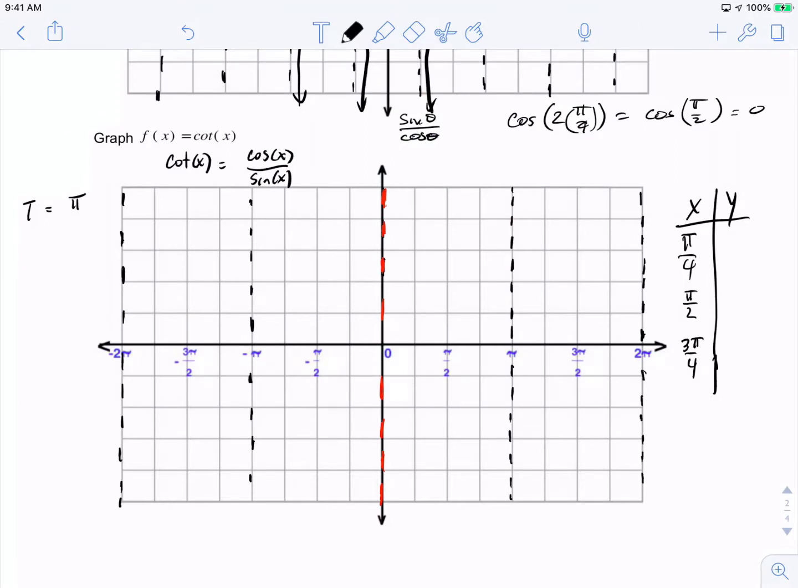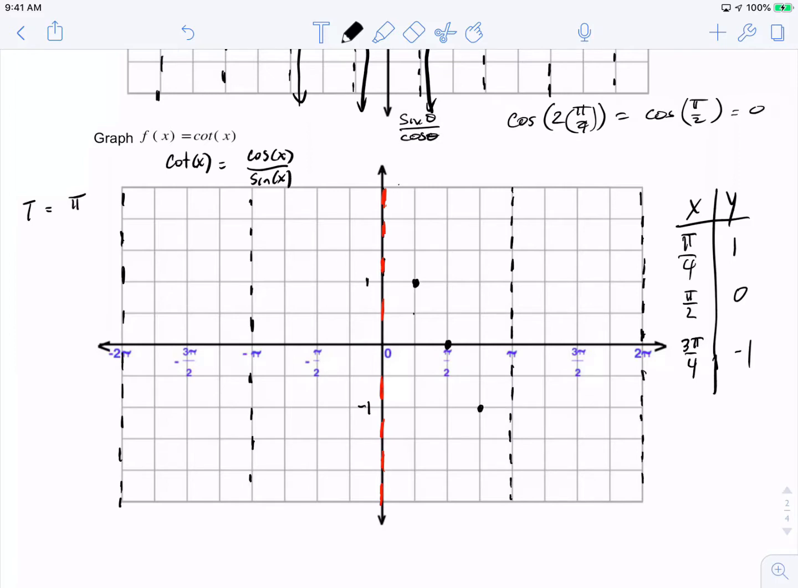So then at pi over 4, if I plug in pi over 4, the values of cosine and sine are the same, and so I'm going to get 1. So we'll get a value of 1, and this will be negative 1 down here. At pi over 2, it's going to be 0 because cosine of pi over 2 is 0. And then at 3 pi over 4, they're both going to have the same value except for different signs, and so it's going to be a negative. And so we get negative 1.